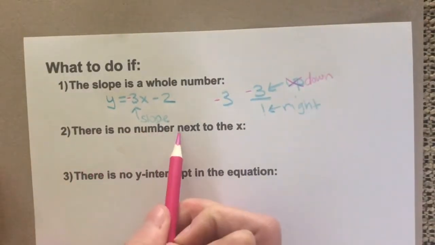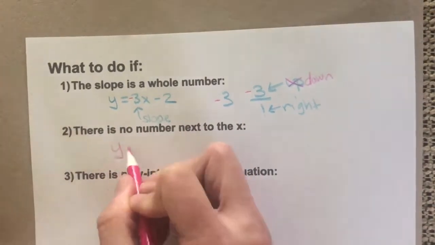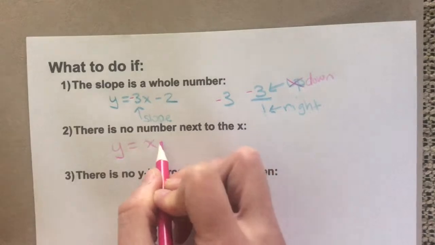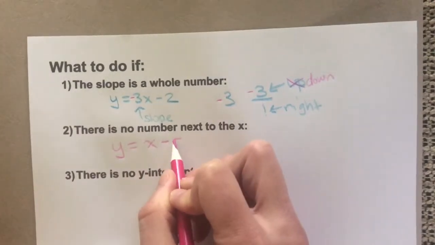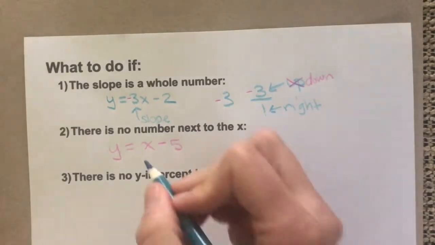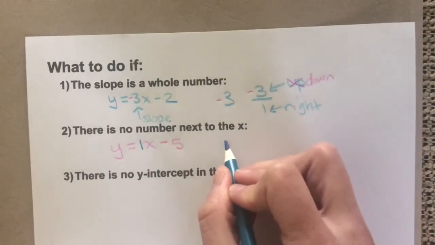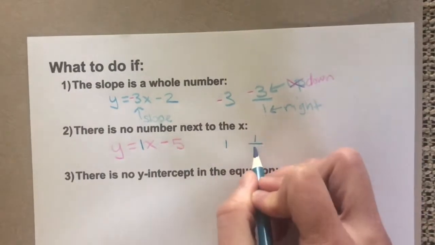What if there's no number next to the x? So if you have the equation y is equal to x minus 5, then you need to remember what happens if you have a variable with no coefficient that you can see. Don't forget that coefficient is just 1. And the slope of 1 can be written as 1 over 1.